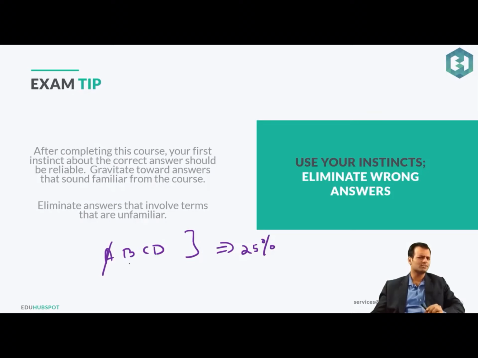You say, okay, this is a good option, I will just keep it. C, you know that this is okay, but not better than B, so you will eliminate that. D, you read it, and now you know that the answer is between B and D. So your probability has actually increased from 25% to 50%. It has almost doubled, right?